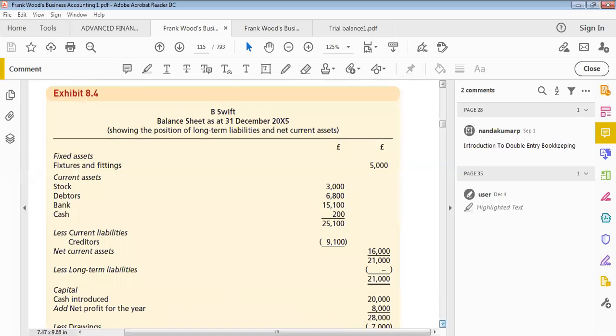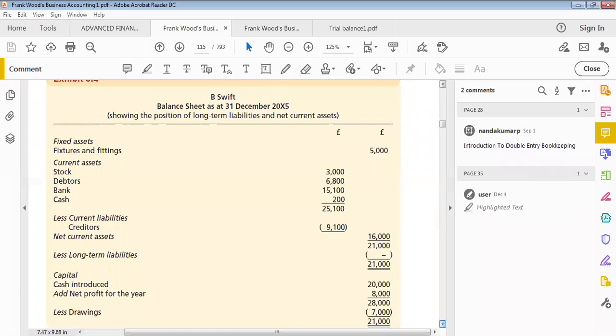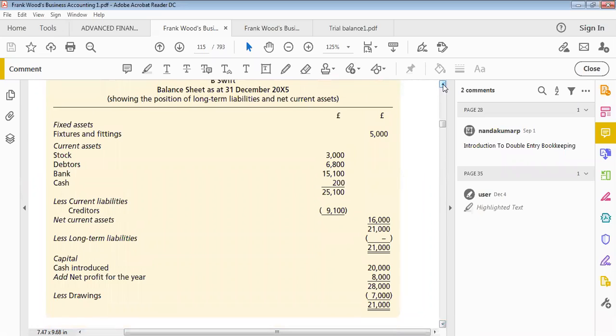Now this will show you the position of long-term liabilities, right? Now in this case, long-term liabilities is what? 0. So the long-term liabilities will come as a deduction under what? The net figure under the fixed and current assets and liabilities, right? See there? That's where it should be. So you can take a snapshot of this balance sheet now, so you can know where long-term liabilities would really be.